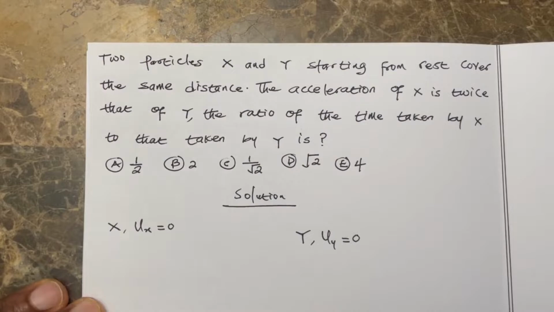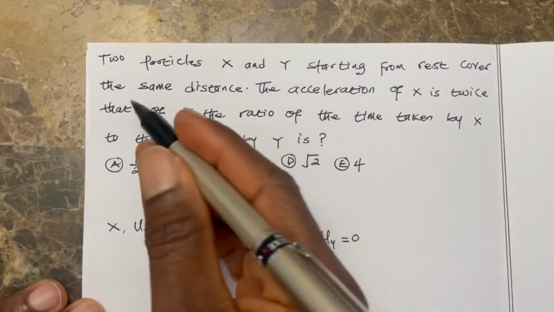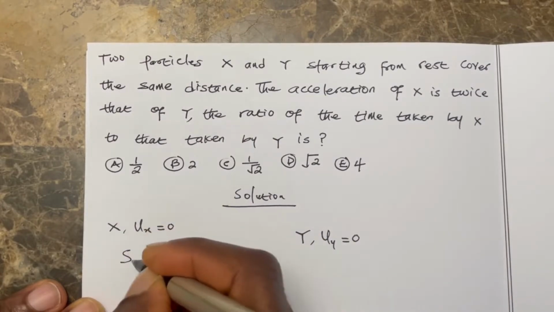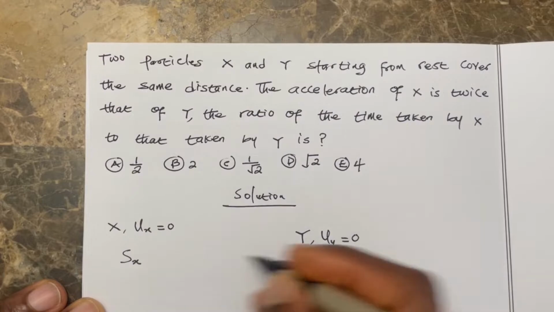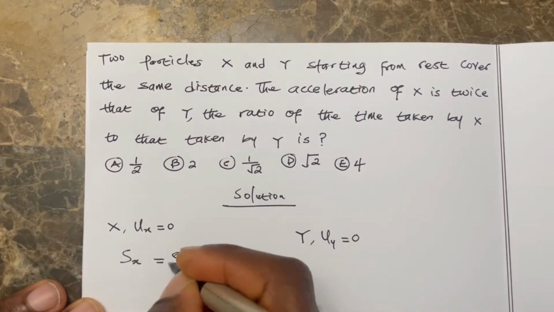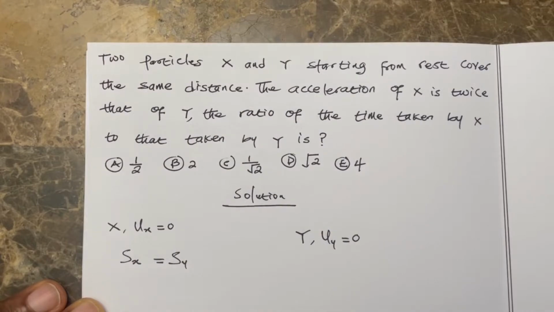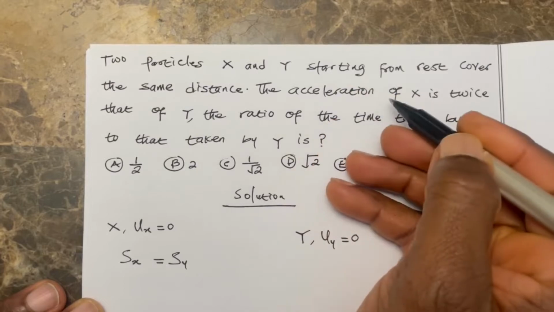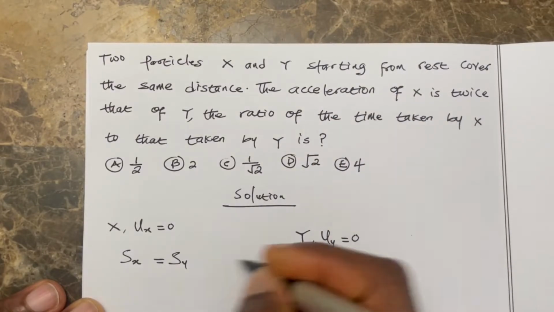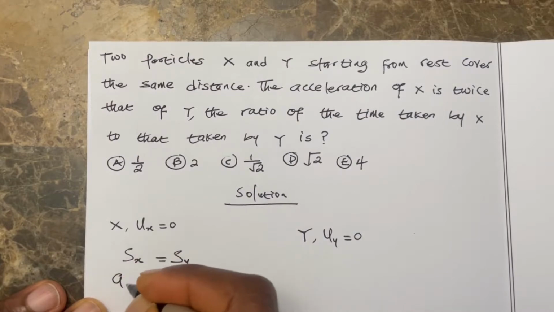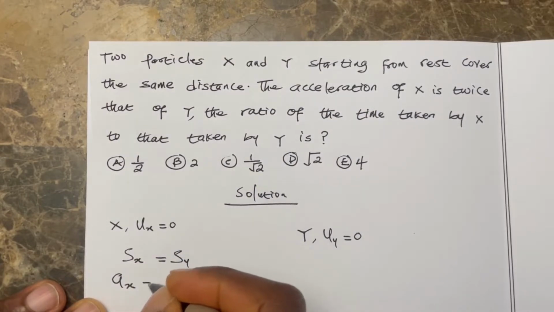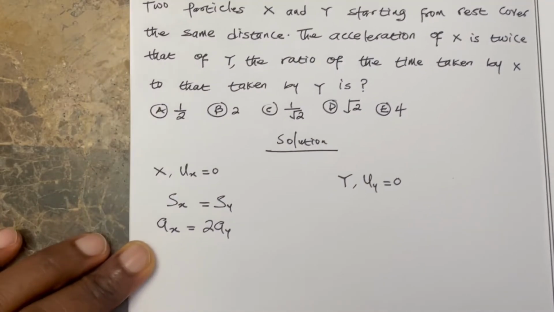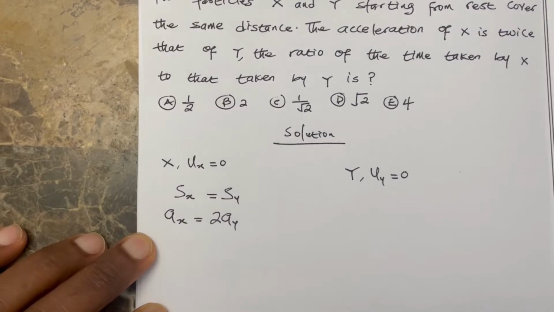All right, so now we move on. It says they cover the same distance. So the distance for x is equal to the distance for y. They cover the same distance. Now, we move on. It says the acceleration of x. Acceleration of x is twice that of y.